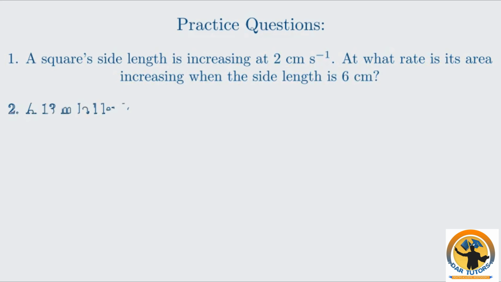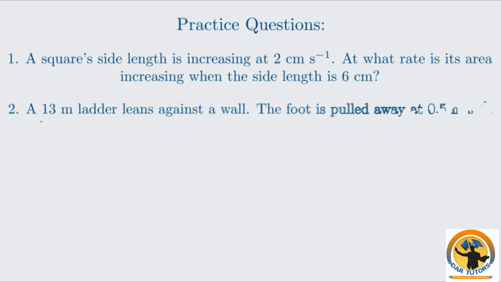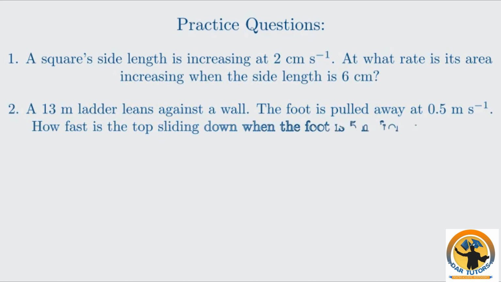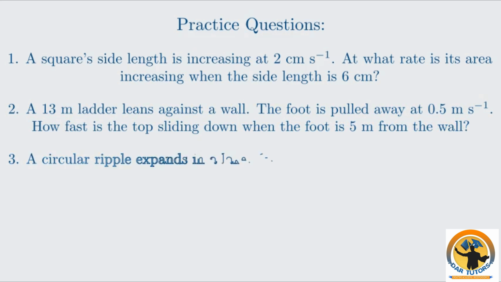Question 2. A 13-meter ladder leans against a wall. The foot of the ladder is pulled away from the wall at 0.5 meters per second. How fast is the top of the ladder sliding down the wall when the foot is 5 meters from the wall?